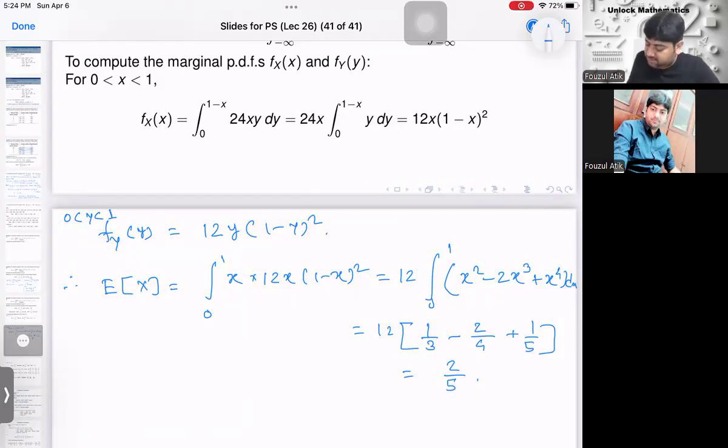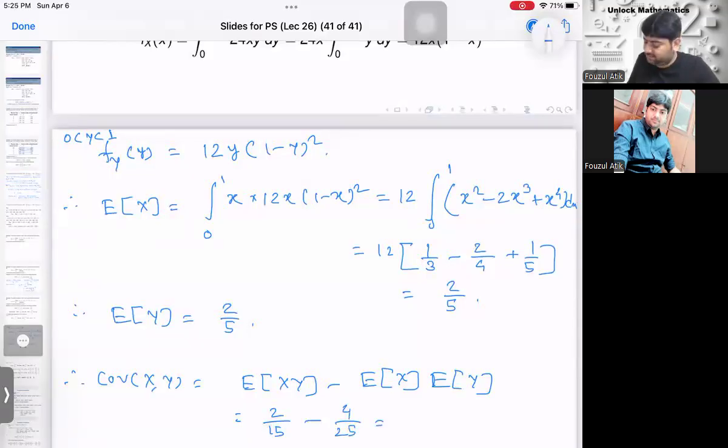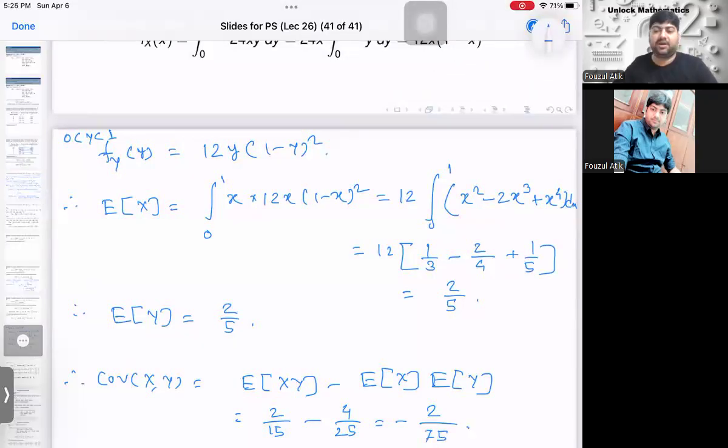Right? Again, by the symmetry, we can easily say that mu of y is what? The same value it should be. It is 2 by 5. And hence, covariance of x comma y is equal to E of xy minus E of x into E of y. So covariance was 2 by 15 minus 2 by 5 into 2 by 5, so 4 by 25. If you again simplify, we'll get this value minus 2 by 75. So this is the covariance of the continuous random variables x and y.